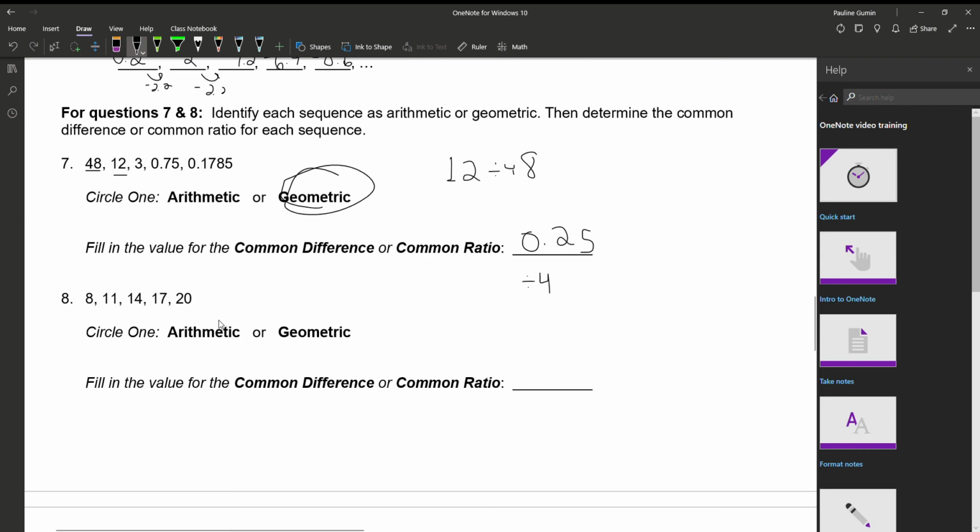Okay, next. Number 8, I'm going to try arithmetic again. If it doesn't work, we'll do geometric. Okay, 8 to 11, I would have to add 3. If this is arithmetic, I should be able to add 3 again and follow the pattern. 11 plus 3 is 14. Beautiful. And that's our common ratio, plus 3. Sorry, common difference. How dare I get that vocab wrong? Shame on me.